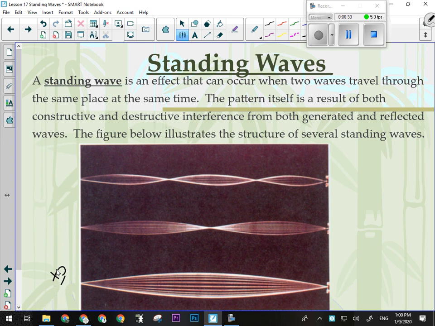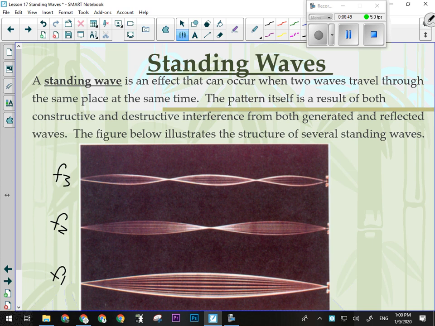This frequency here, this waveform, was how many times bigger than F1? Two times. So, F2. Everybody all right with that? And then this one would be F3.